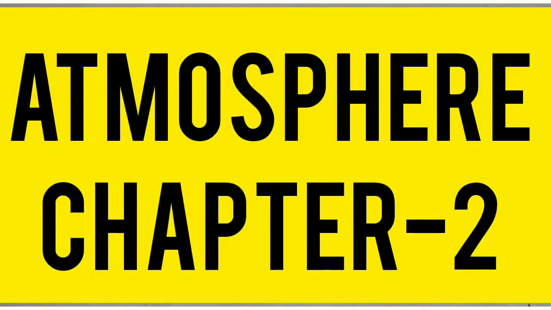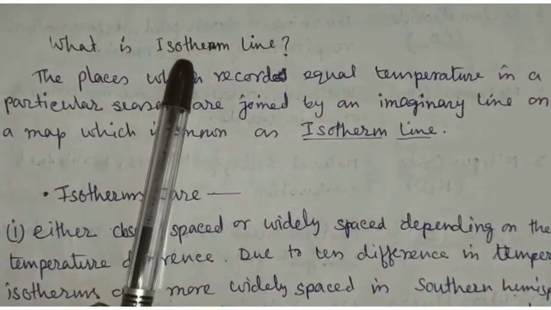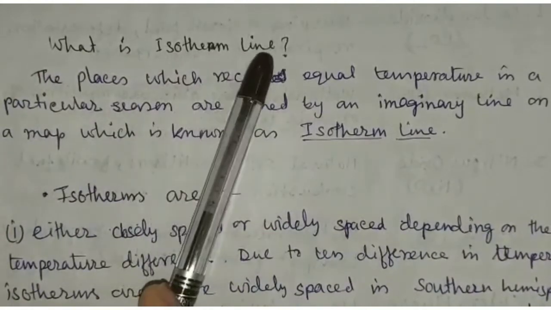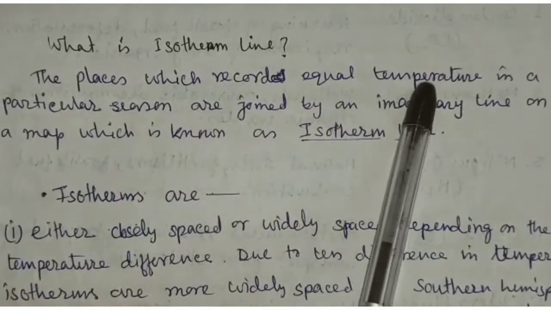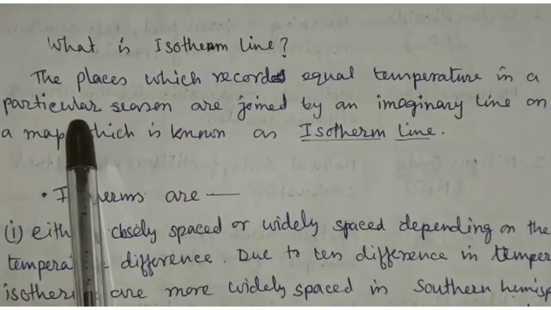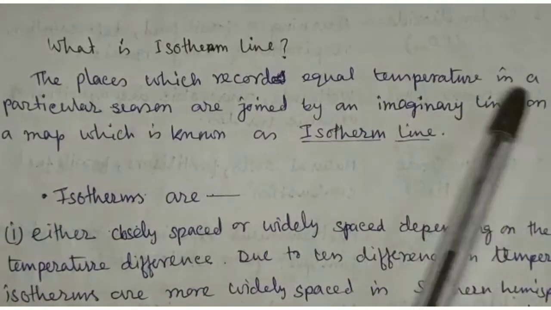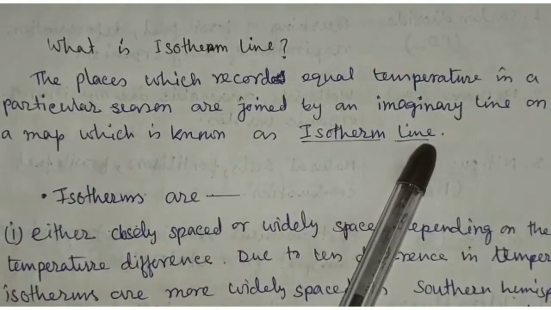Hello students. Now let's start another topic of atmosphere: the isotherm line. What is an isotherm line? The places which record equal temperature in a particular season are joined by an imaginary line on a map, which is known as an isotherm line.